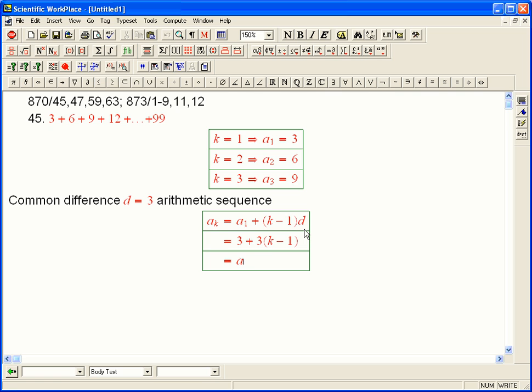Or in other words, a sub k is 3k. Now, even if we had never heard of an arithmetic sequence before, we probably could have figured out that formula, that if all I'm doing is tripling the label k to get the actual number in the sequence, a sub k is 3k. But it is an example of an arithmetic sequence. Now, what did we want? We wanted to express this in summation notation.